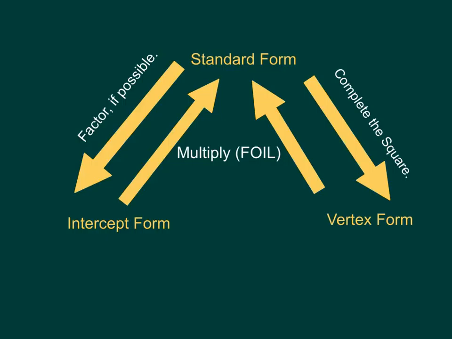If you're really interested in doing it, probably your best bet is to go first into standard form and then go to the other one if you want. So from vertex form, you can FOIL and then factor to try to get into intercept form, or vice versa. For intercept form, you can multiply or complete the square to get into vertex form.